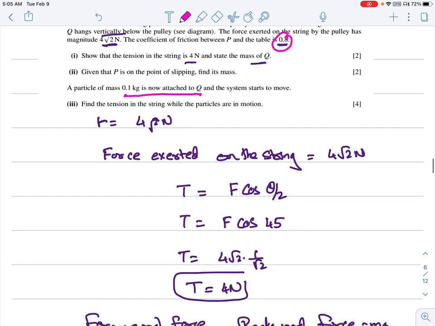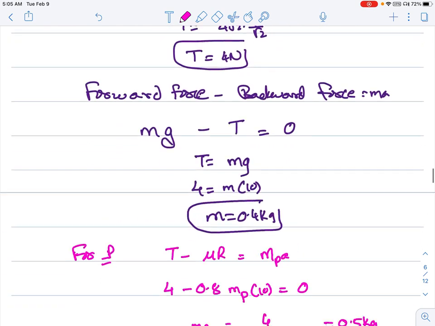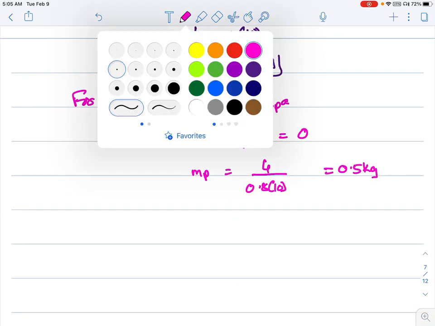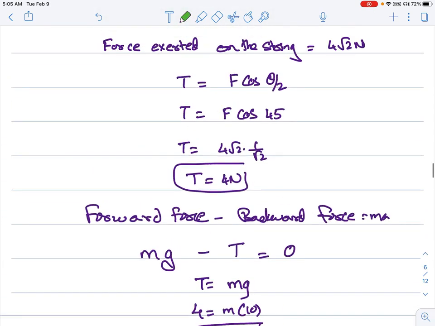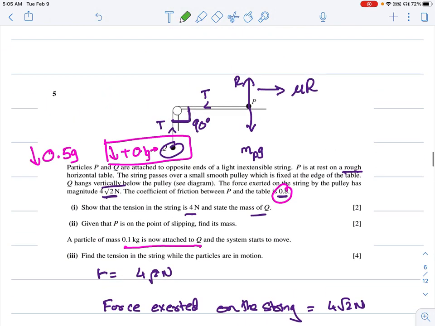So what is he asking? Find the tension in the string while they are in motion. So now there will be a new tension, not the same tension. Let this new tension be T in green color.